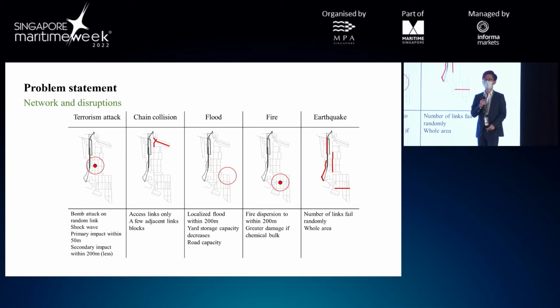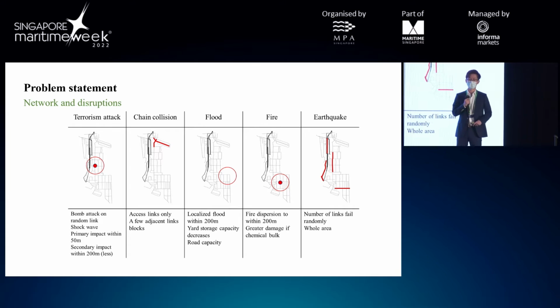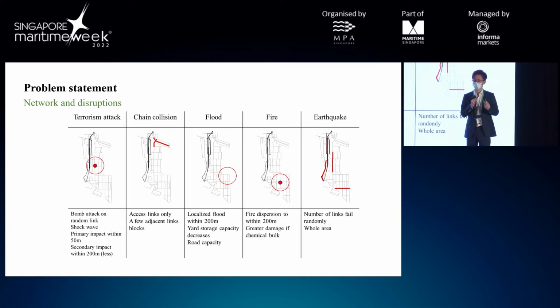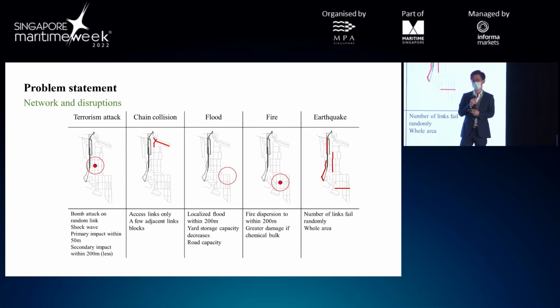So here I generated 5 kinds of disruptive scenarios from the past literature. They are different in terms of their impact magnitude and their range of influence on the network. Generally, the influence is based on the reduction of link capacity and also the increase of the traversal time of the OD pairs.